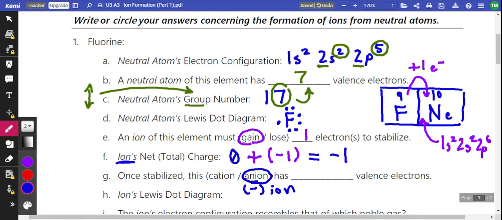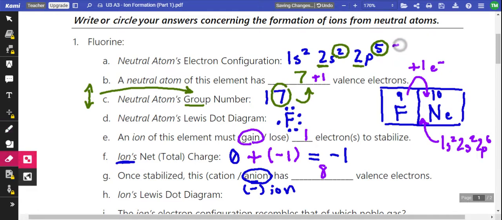By picking up an extra electron, fluorine goes from having 7 valence electrons to having 1 more. It's going to wind up with 8 valence electrons. And what do you know? Neon also has 8 valence electrons. It goes up to 2s2, 2p6. So it's got an electron configuration just like neon now.